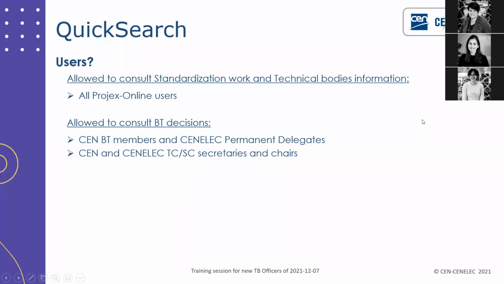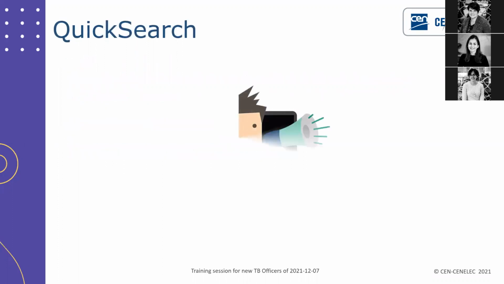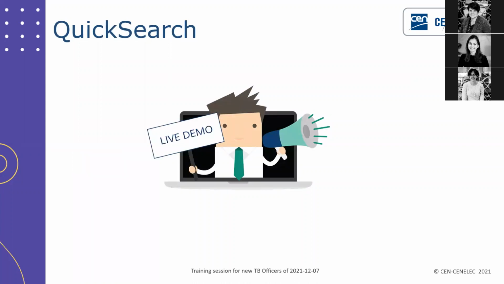Who are the users for Quick Search? All Projex-Online users can connect to Quick Search and consult standardization work and technical body information. However, consultation of BT decisions is restricted to the CEN BT members and the CENELEC permanent delegates, and also, since May of this year, to the CEN and CENELEC TC and subcommittee secretaries and chairs. So I will now go online to show you the tool.